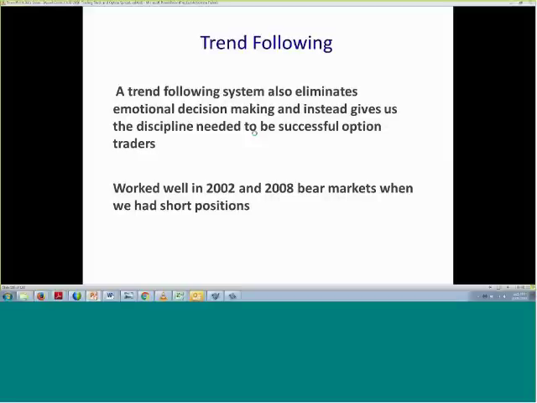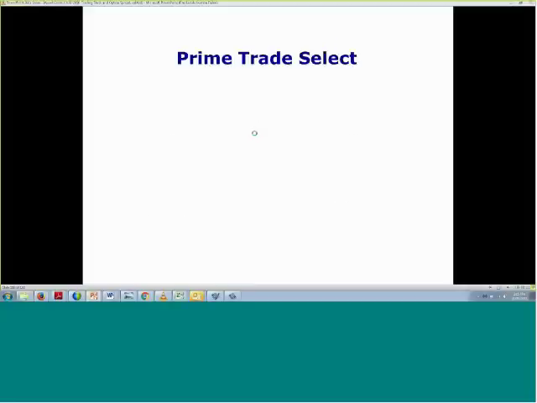And again, in the 2002 and 2008 bear markets, we owned bearish positions, and we were very profitable during those bear markets. So our prime trade.